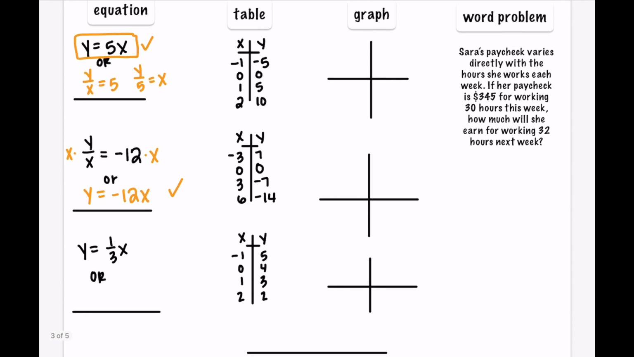And finally, Y equals 1/3 X. That is a direct variation because it's Y equals K times X. But you may see it written in a different way. If I multiply by 3 on both sides, I would have 3Y equals 1X. That's still a direct variation because it can still be written in this form.